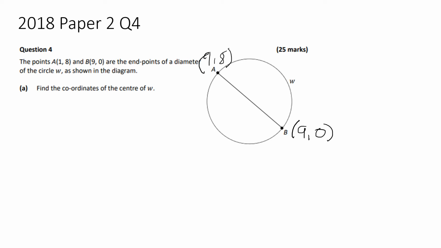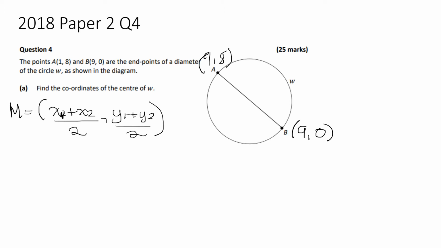So what we're trying to do here is find the middle. If you're trying to find the middle, then you must be trying to find the midpoint. So that means you're going to go to your formula tables and write down the midpoint formula. That's add your x's and halve them, and then add your y's and halve them as well.